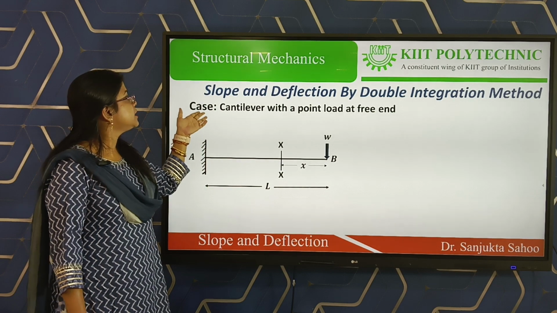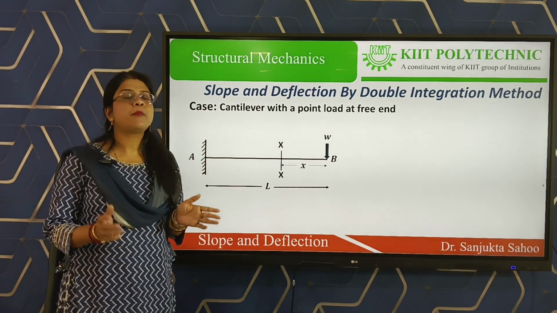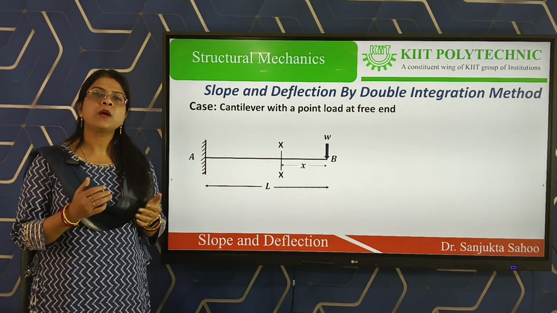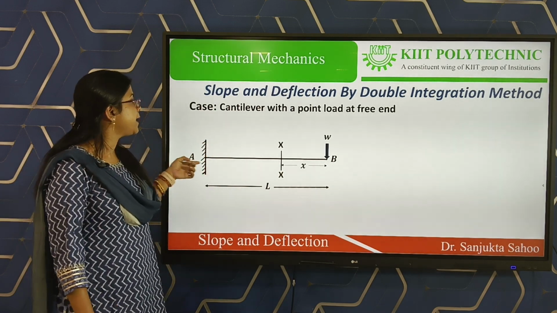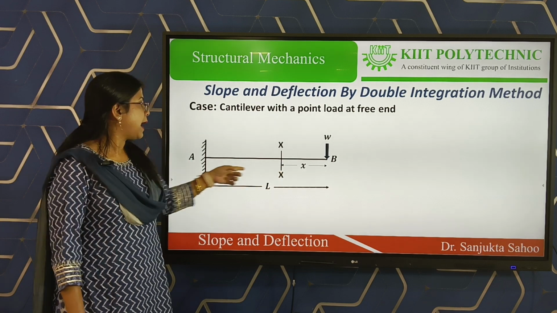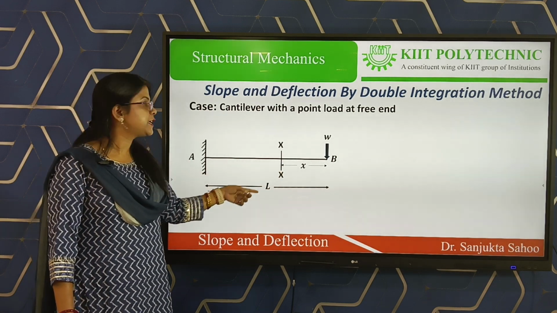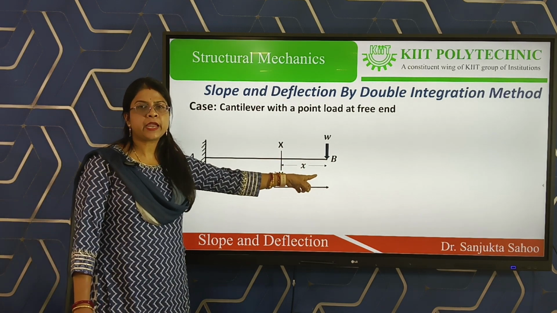Now, considering the case of a cantilever with a point load at the free end, we have to find the slope and deflection for this case. Let's consider AB is a cantilever beam and its span is L. It carries a point load W at the free end.